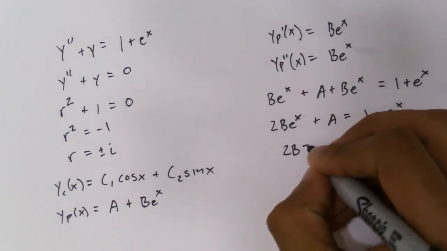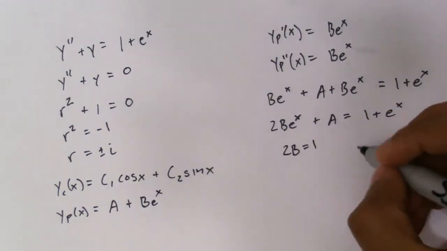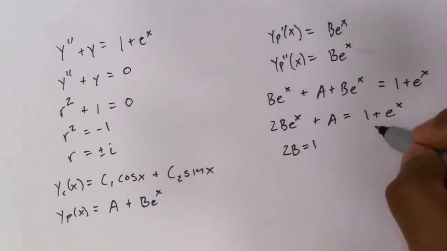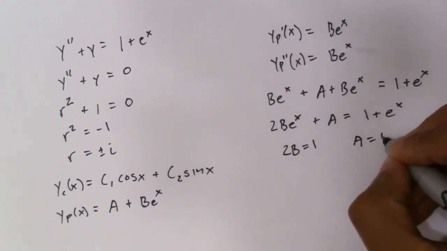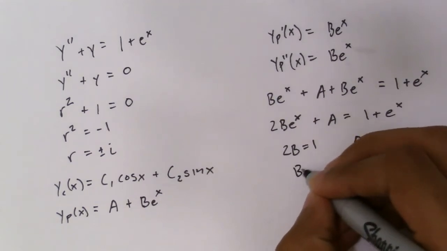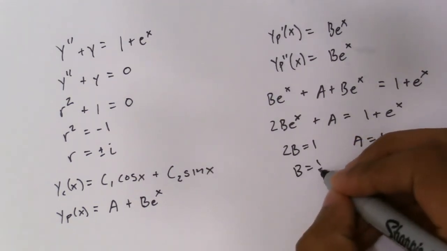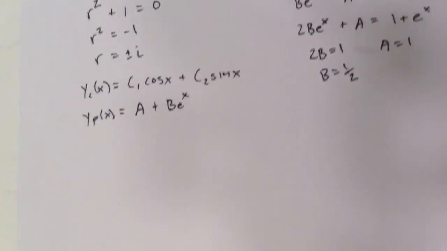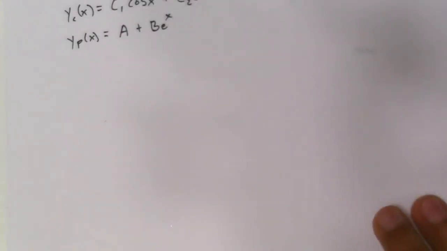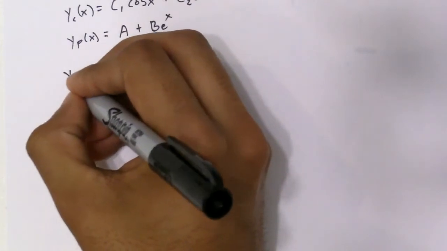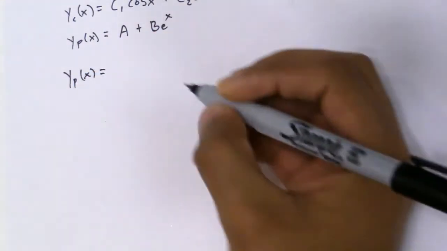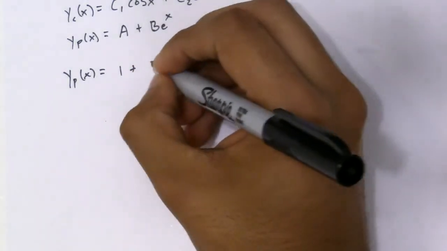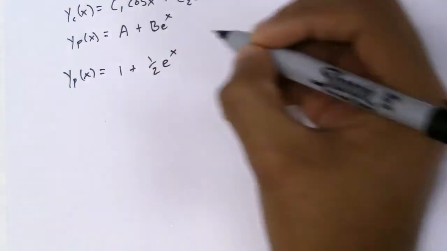So 2b equals 1, and we also could say that a is a constant on this side and 1 is the only constant on this side, so they must be equal. So you get b equals 1/2 and a equals 1. So now we can write the particular solution yp of x, which equals 1 plus 1/2 e to the x.